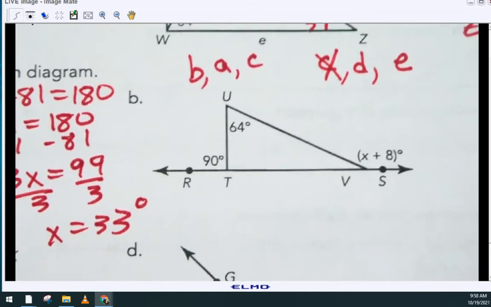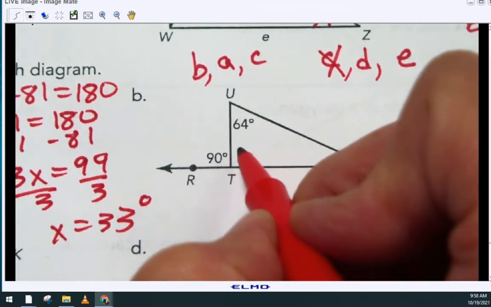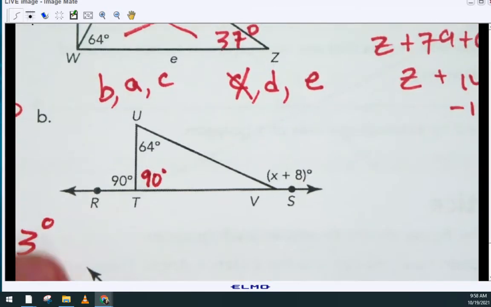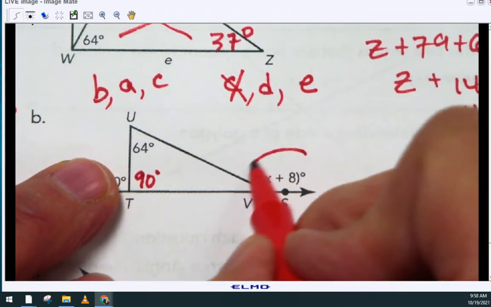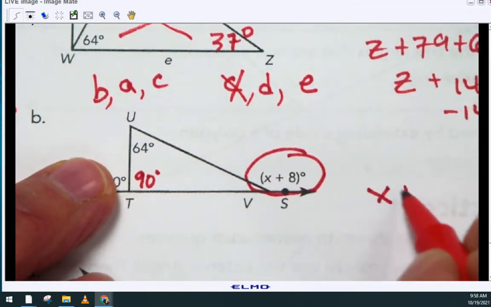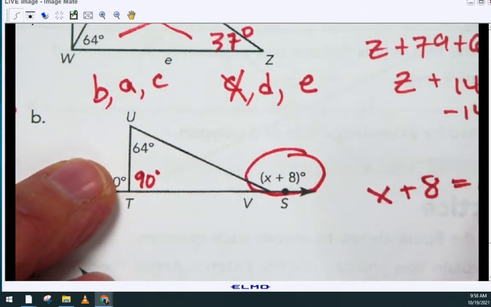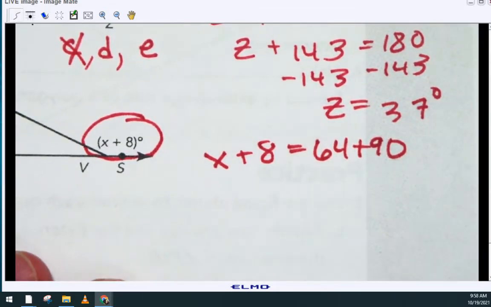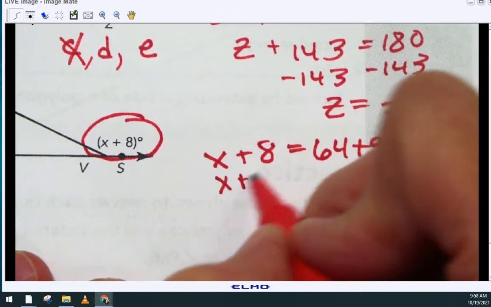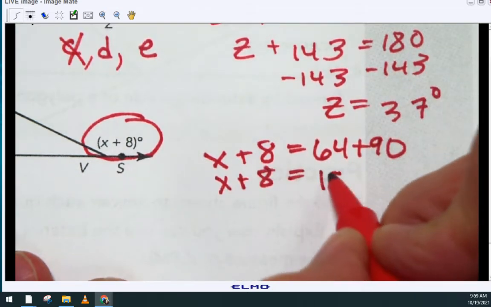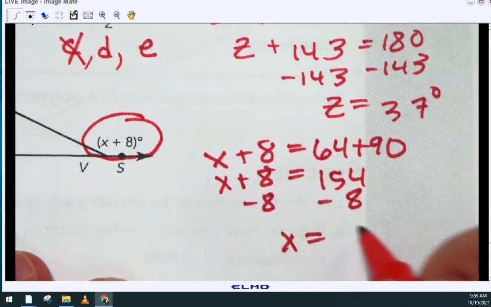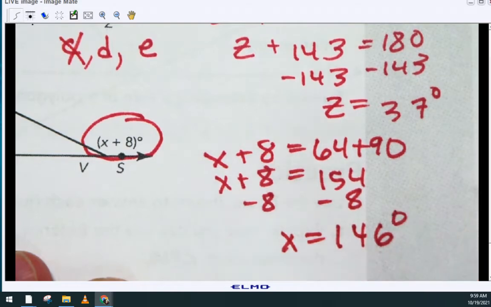This next one, 90 is on the outside. So guess what? That's also 90 because 90 plus 90 is 180. This is an exterior angle. So this angle right here is equal to the 64 plus the 90. Oh, you can't see it. So I just solved this. X plus 8 equals 154. Subtract 8 from both sides of the equal sign and I get x equals 146 degrees.